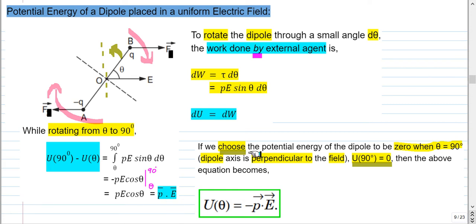If we choose the potential energy of the dipole to be 0 at theta equal to 90 degrees, that is when the dipole axis is perpendicular to the electric field, that is U90 is 0, then the above equation becomes, for potential energy we can choose a convenient reference point where we can assume that the potential energy is 0. So here we will assume the dipole position corresponding to 90 degrees as corresponding to 0 potential energy. So with that convention, we get the potential energy for the theta position as minus P dot E. So this is the formula for potential energy of a dipole placed in an external uniform electric field.